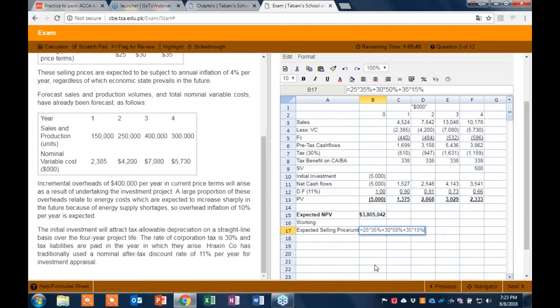For the expected selling price, we have just multiplied the different expected prices with their respective probabilities, and then we have added all of them together to find the average selling price.